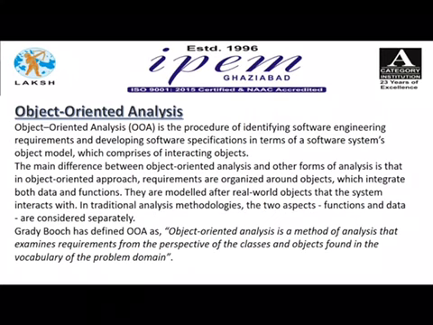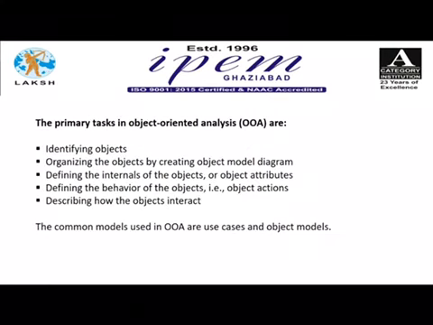There are some key terms of object-oriented analysis. The first one is identifying the objects. Second is organizing the objects by creating an object model diagram. Third is defining the internals of objects, or object attributes. And fourth is defining the behaviors of objects, that means the object actions, and describing how the objects interact. These are the key points of object-oriented analysis.